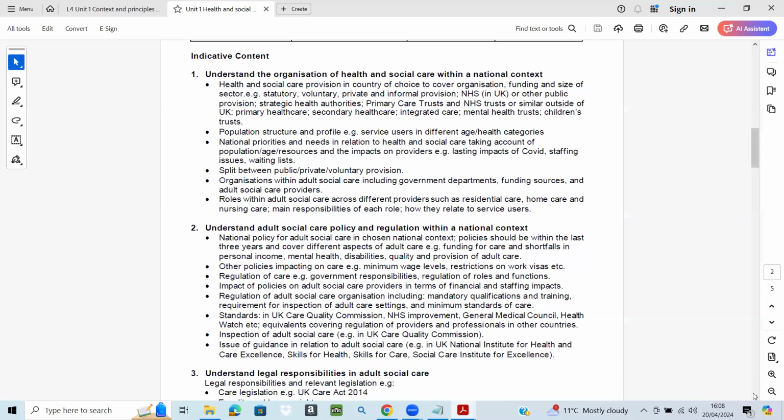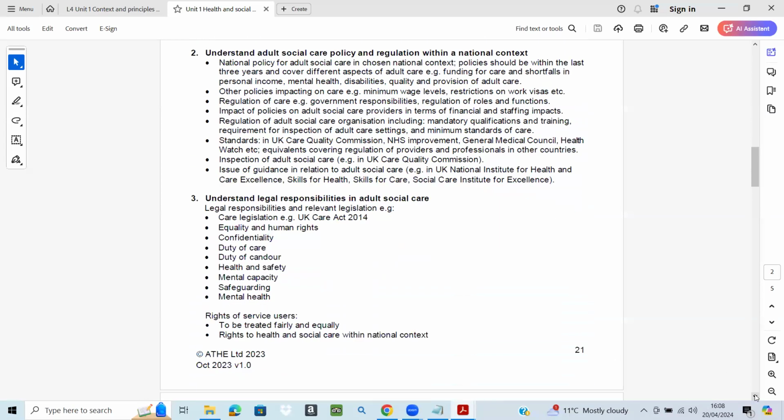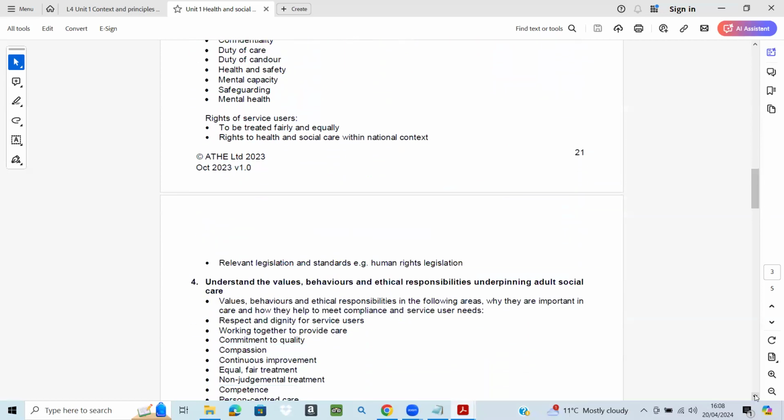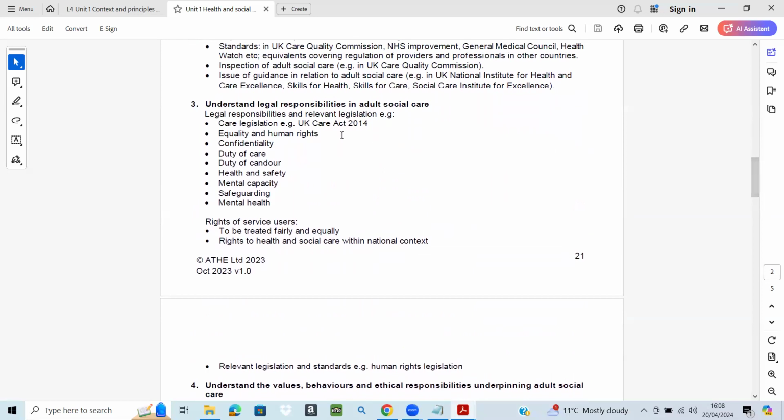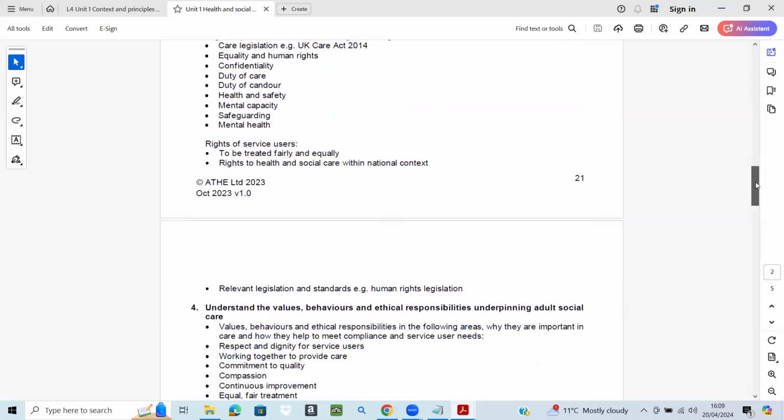This is learning outcome 3, then learning outcome 4. So look here, for example, they have mentioned care legislation, UK Care Act, and equality and human rights, the confidentiality. We have discussed everything in detail. We were talking about the mental capacity of a service user, about mental health, and we should use everything with examples if the criteria is asking us to write in detail or give examples.